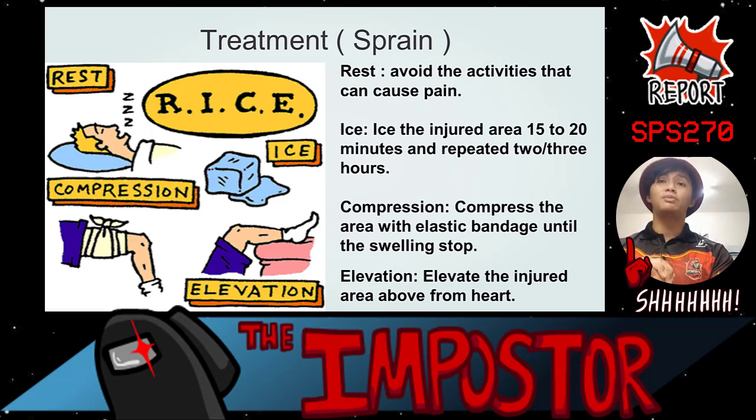Okay guys, right now we explain about the sprain treatment using the RICE assessment. I know you guys have learned about the RICE assessment during the 3rd or 2nd week, I guess. Okay, RICE assessment is divided into 4 steps: R for rest, I for ice, C for compression, E for elevation.